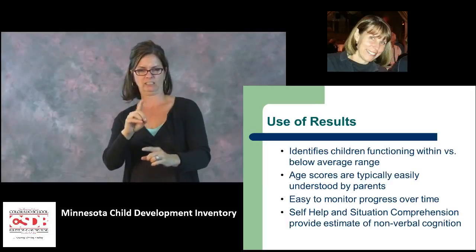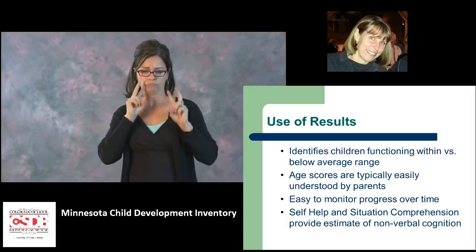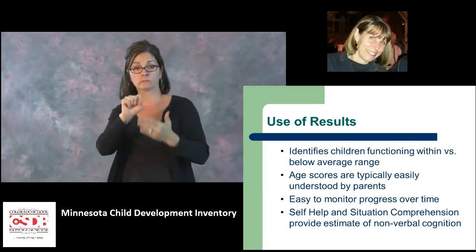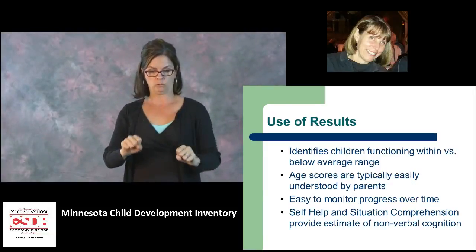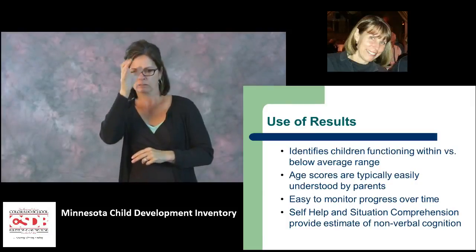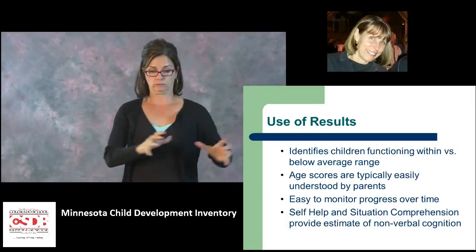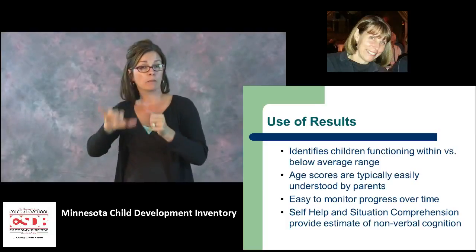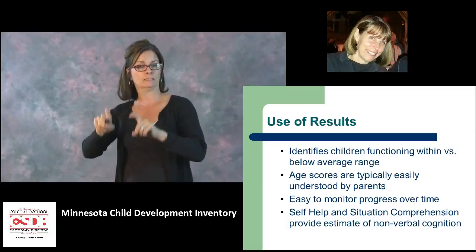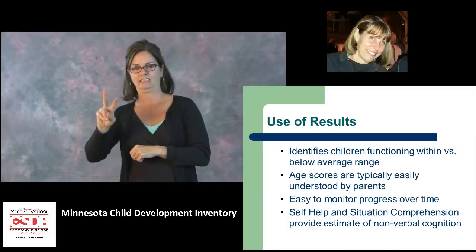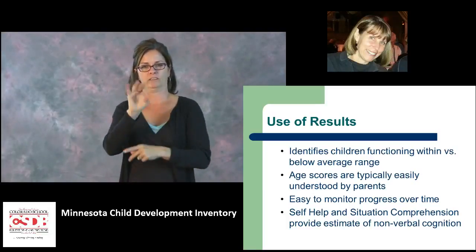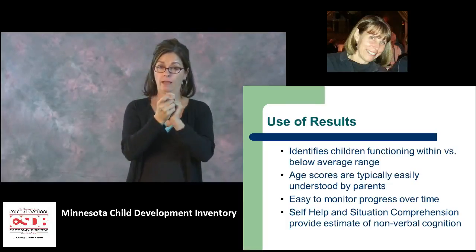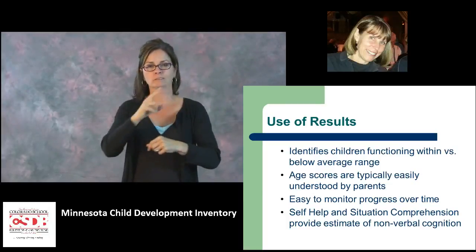It's easy to monitor progress over time, and by looking at a couple of the subtests, you can get an indication of the child's nonverbal cognitive ability. Those subtests specifically are the self-help and the situation comprehension subtests. Remember, the situation comprehension subtest is not available on the 1992 published version of this test, but is available on the adaptation that was done at the University of Colorado Boulder.